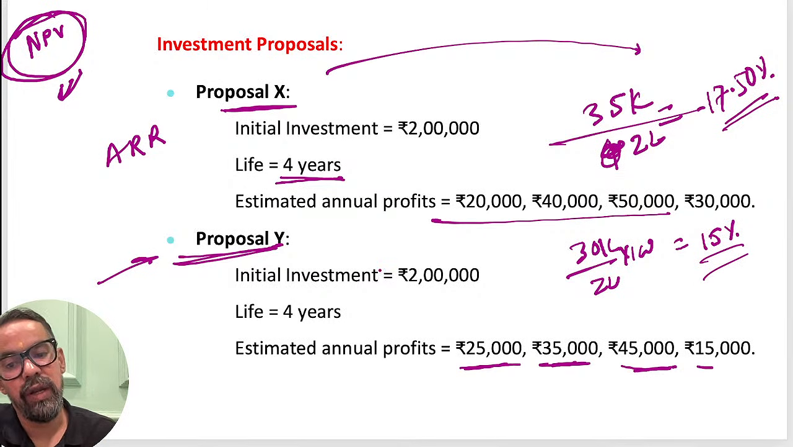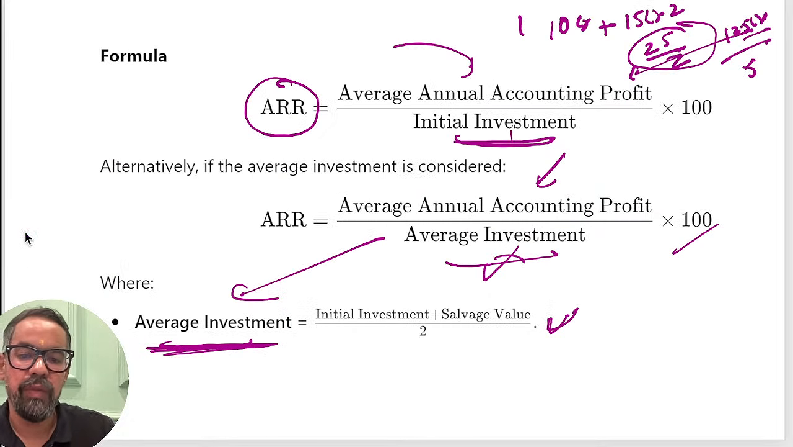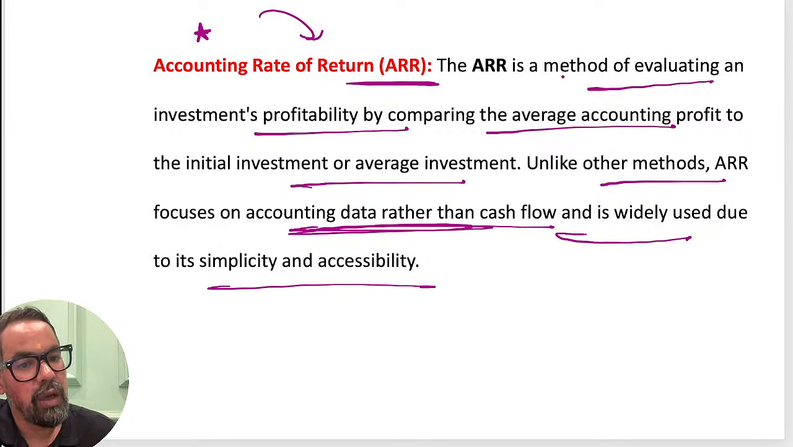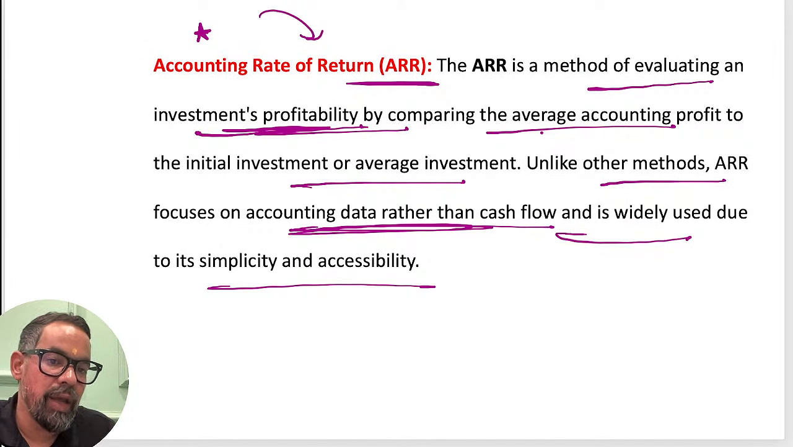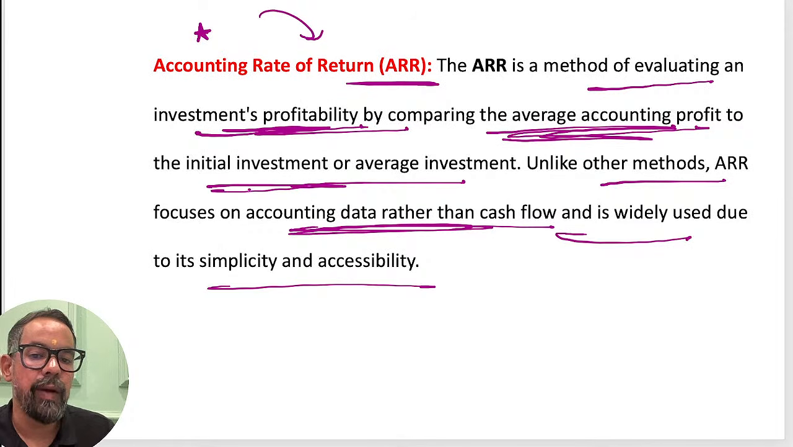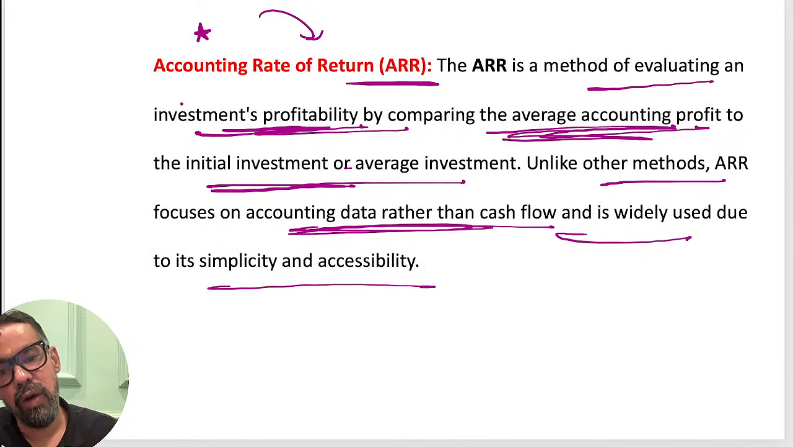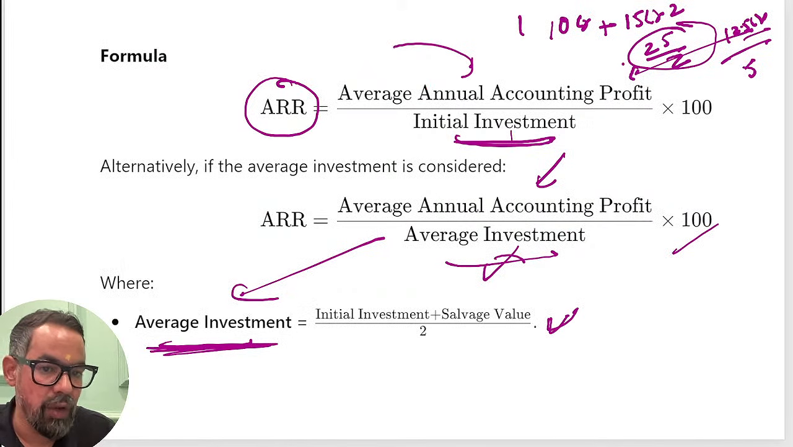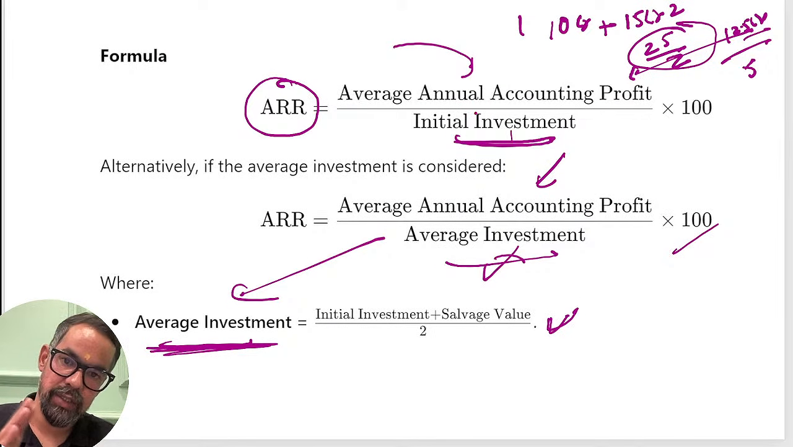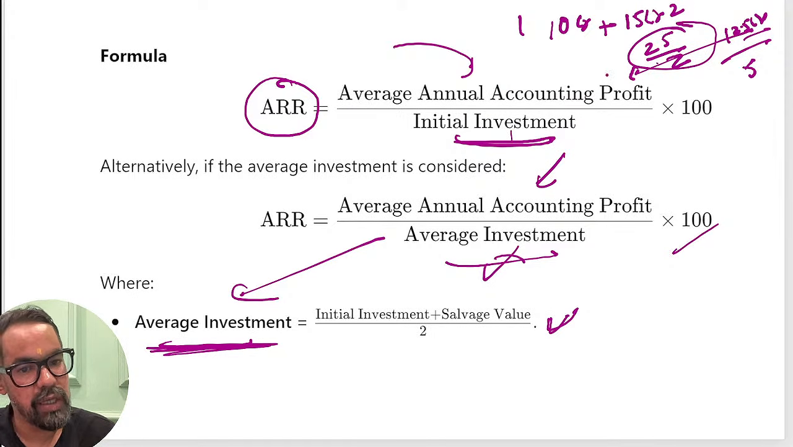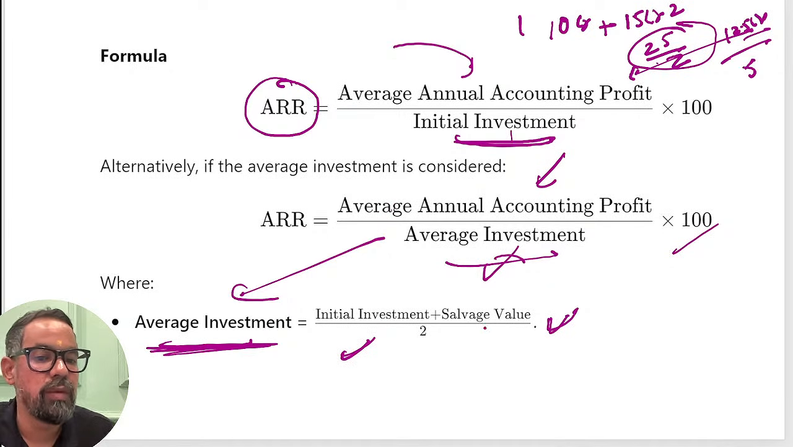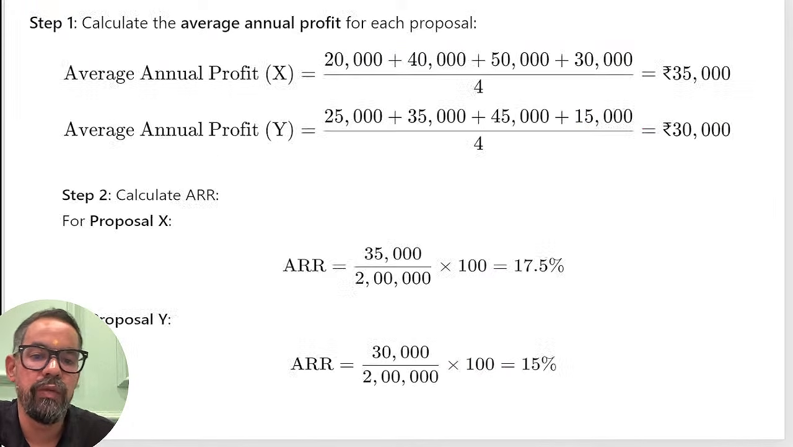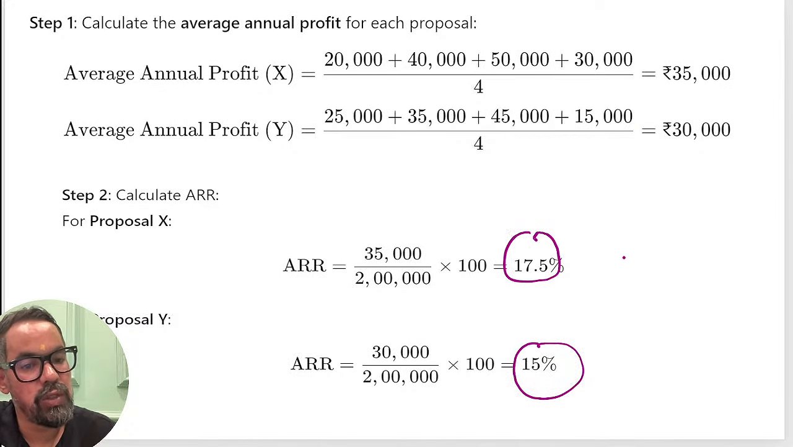The accounting rate of return is very simple. It says how we are generally evaluating an investment's profitability by comparing the average accounting profit and the initial investment. So how you get the average annual profit: whatever the profit is divided by number of years, like it was 2 in this case, in our case it was divided by 4, and average investment is initial investment plus salvage value. So 15% and 17.50%.